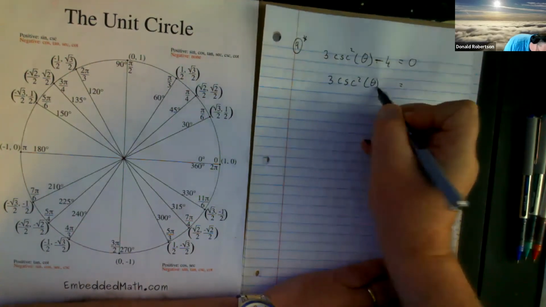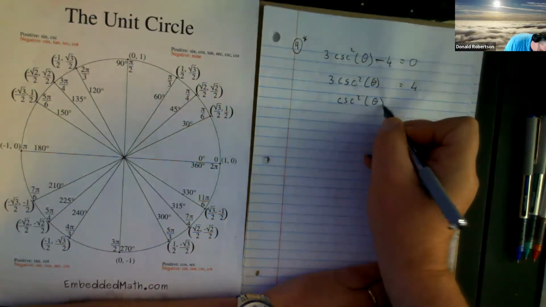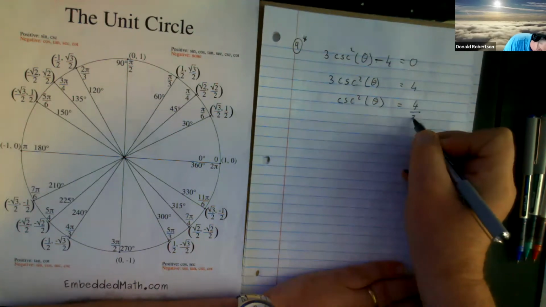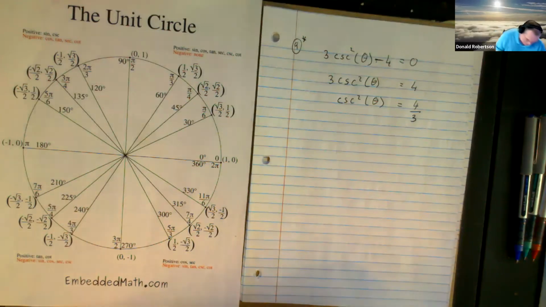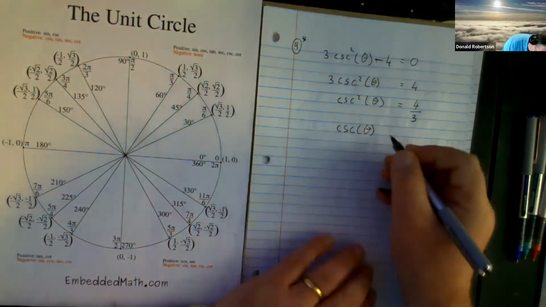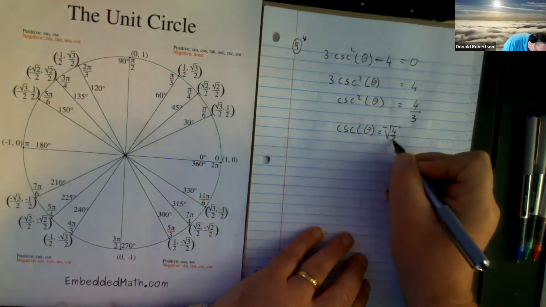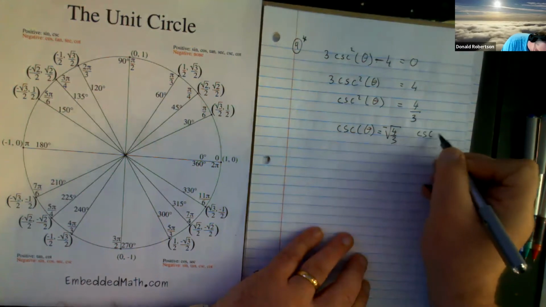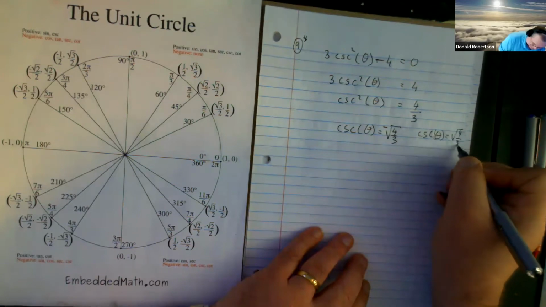I'm going to add 4 to both sides. I'm going to divide both sides by 3. Are we good so far? I'm then going to take the square root of both sides, which really means I get 2 answers. I get a negative, that guy, and I get a positive version of that guy.